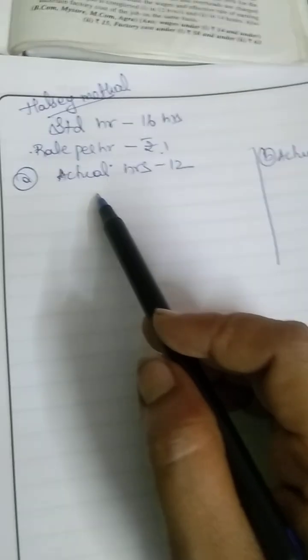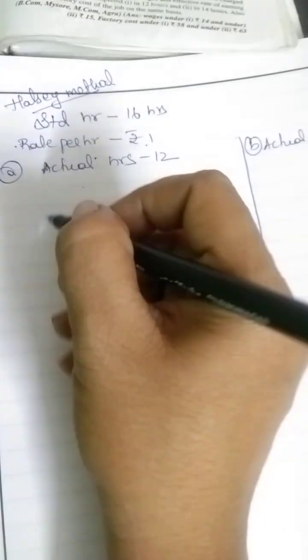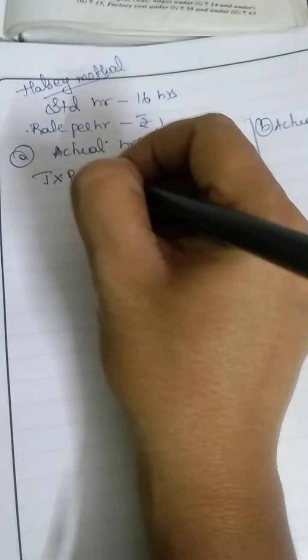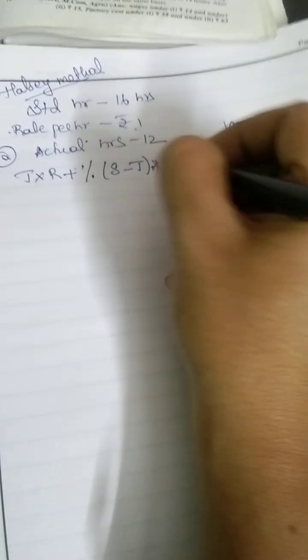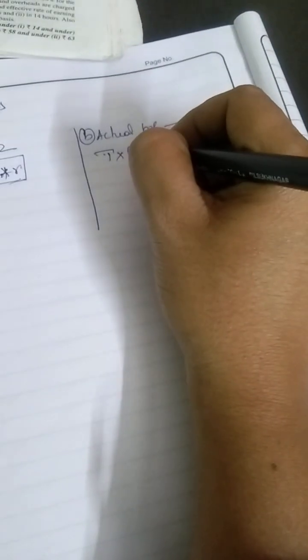Now I am going to use the Halsey method formula. So what is the Halsey method formula? It is time taken into rate plus percentage of standard time minus actual into rate. So this is our formula. The same formula is repeated here: time taken into rate per hour, plus percentage of standard time minus actual time into rate.